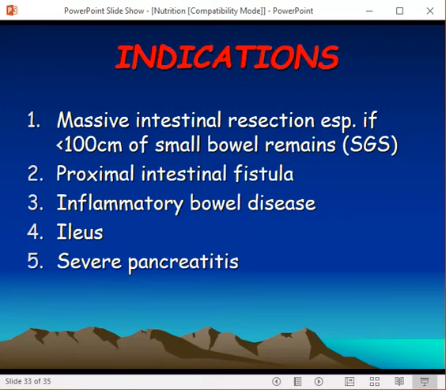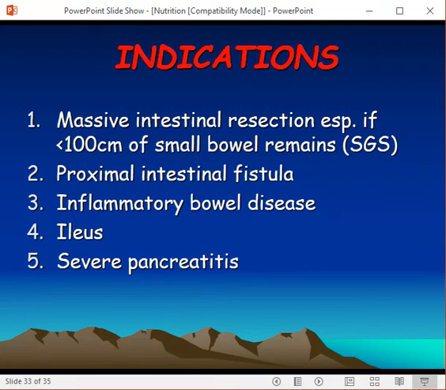When a larger part of the small bowel is resected, for example in trauma cases and multiple tumors, and if there is a mesenteric ischemia and the bowel is gangrenous, and in cases of midgut volvulus, when most of the bowel is resected and the patient is now in short gut syndrome, the bowel is less than 100 centimeters. These are the indications for this TPN.